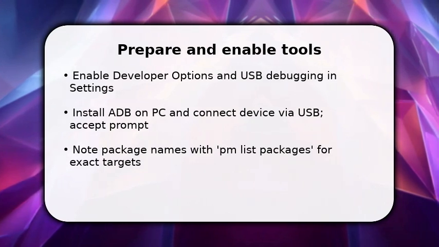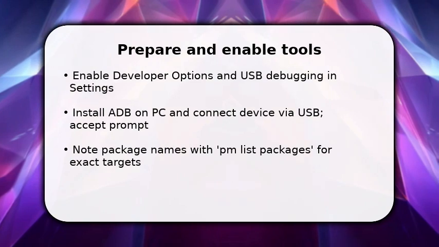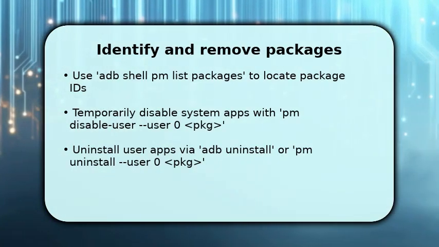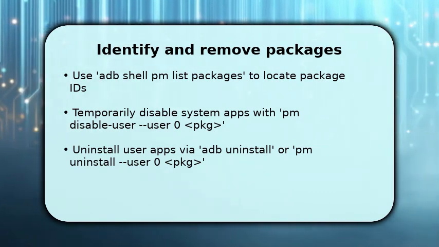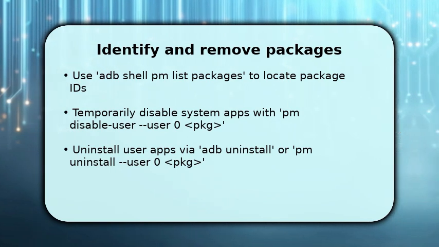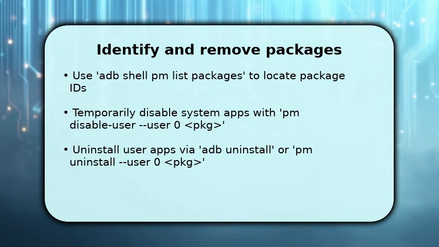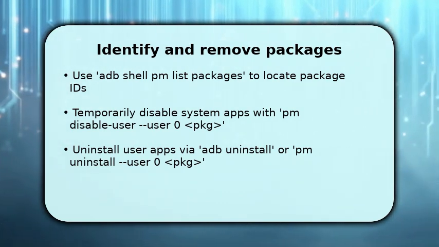You now identify the precise packages to change. Accuracy matters. Run the pm list packages command and grep for vendor prefixes like com.my or com.xiaomi to narrow results. Once identified, disable risky system apps first to test impact using pm disable-user. This avoids permanent changes. If the app is user installable, uninstall via adb uninstall.